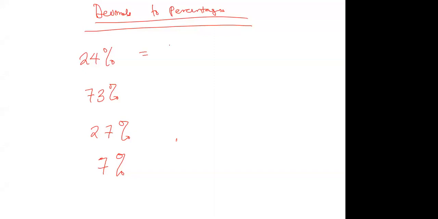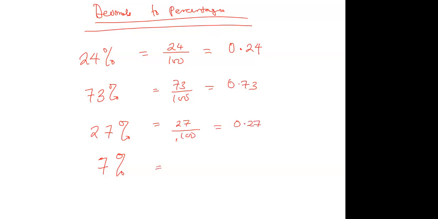So this one is going to be 24 out of 100. That gives you 0.24. This one is going to be 73 out of 100. That gives you 0.73. This one is going to be 27 out of 100. That gives you 0.27. This one is going to be 7 out of 100. That gives you 0.07. So that is just straightforward. I believe that everybody has got that one right.